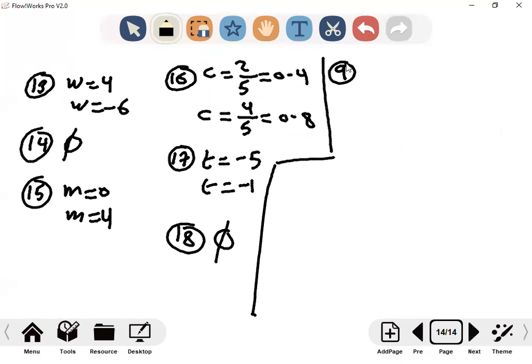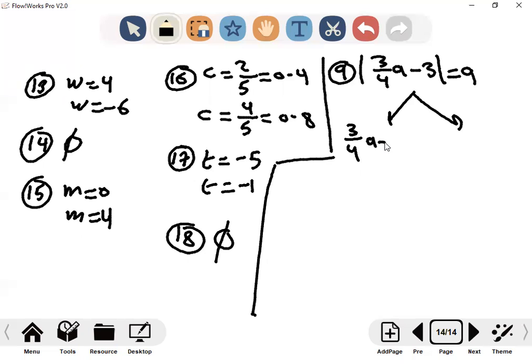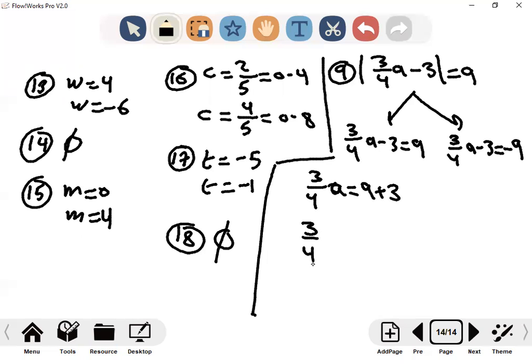Question 9, we have 3/4 a minus 3, all equal 9. Absolute value alone equal to a positive number, right? So non-negative, we said. So here we have two solutions. 3 over 4 a minus 3 equals 9, or 3 over 4 a minus 3 equals negative 9. Now let's do the first one. We switch the negative 3 there. It will be 3 over 4 a equals 9 plus 3, which means 3 over 4 a equals 12, right?